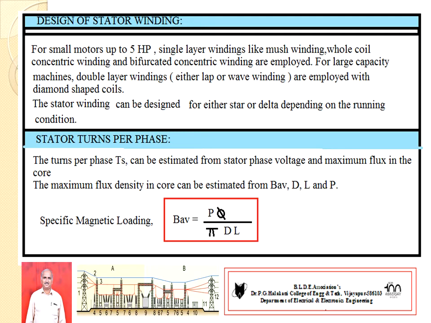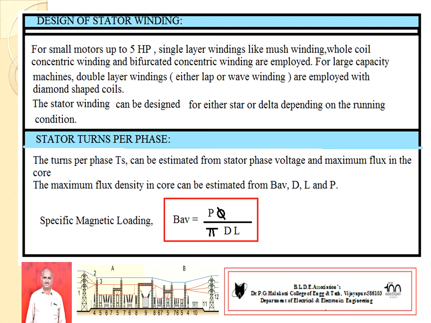It is already a well-known fact that the induction motor has three main parts. Number one, stator. Number two, rotor. Number three, air gap. So we have to see the design of these three aspects.